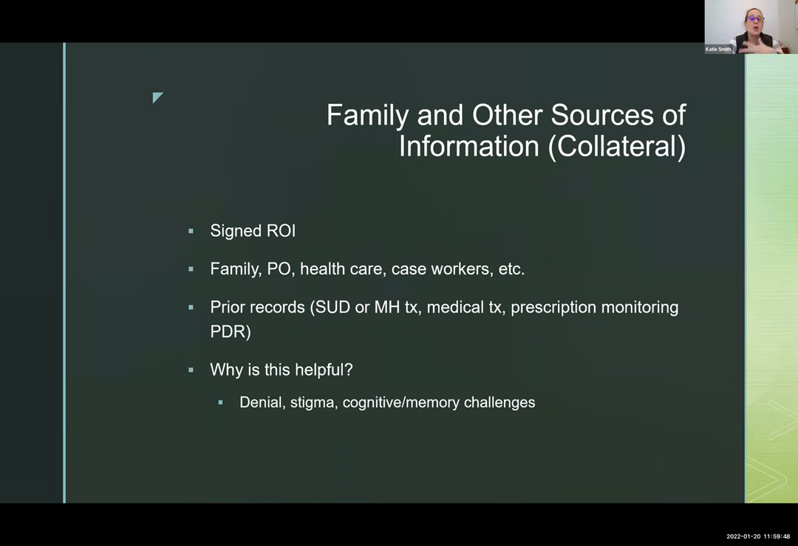Why is this helpful? So I talked about this earlier about collateral information. Sometimes people have challenges even remembering and being reliable reporters. Maybe they have cognitive and memory challenges related to cognitive challenges, substance use, their mental health. Stigma, you know, self-stigma is problematic. Stigma is a big deal. Stigma that we internalize, stigma from outside sources.